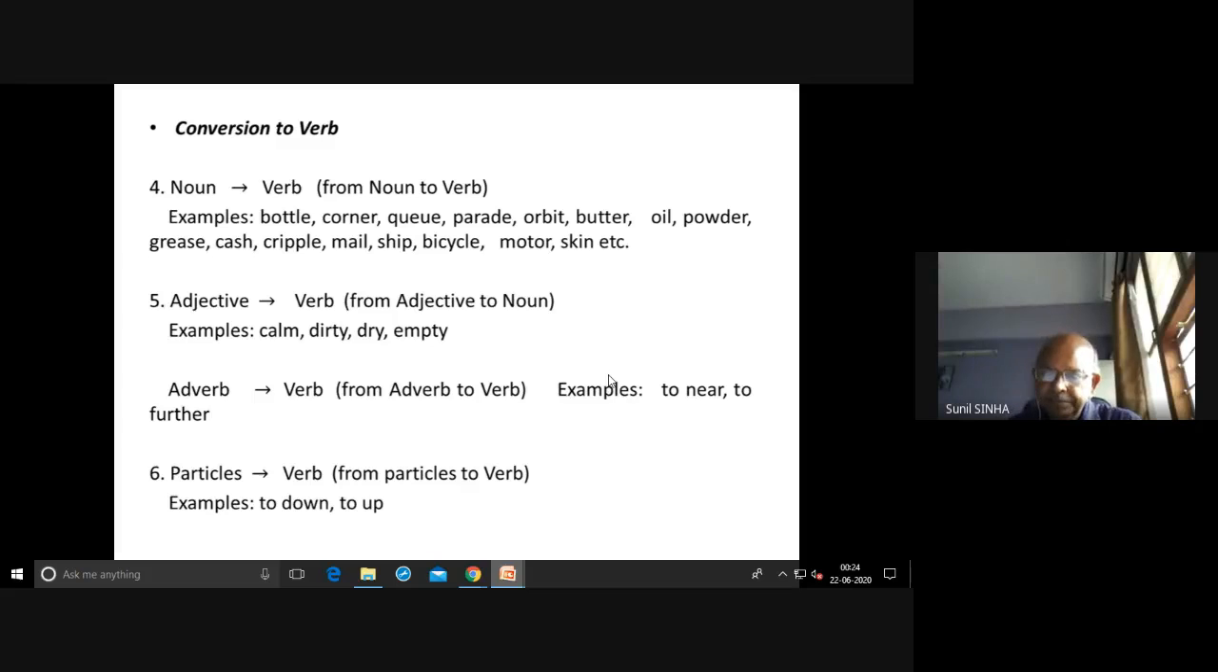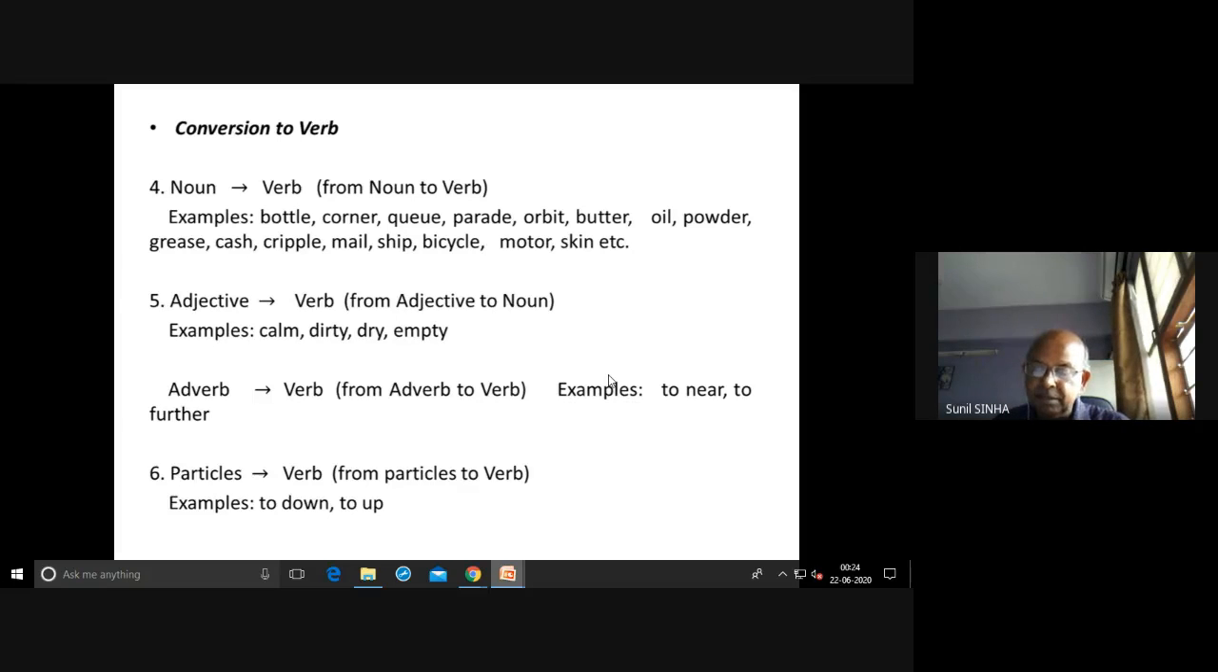Like, when we say he came near the school. Suppose I give you a sentence like he came near the school. Now near is an adverb, and this can be used as a verb. He neared the school, right? He neared the school means he came near the school.